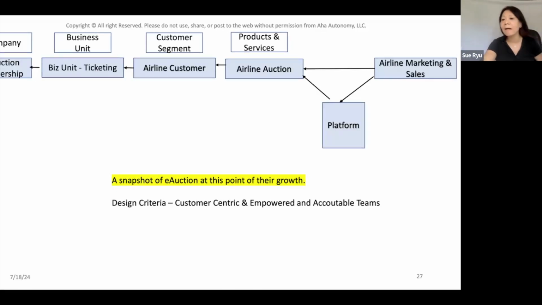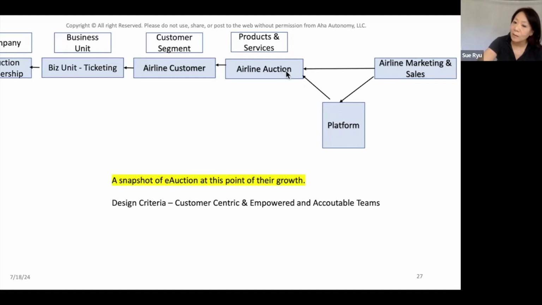Again, for an airline, this is basically serving the airline customer segment. On the bottom layer, all the way at the bottom, you have a marketing and sales team. And whatever they have is fed into the platform team and the airline auction team.